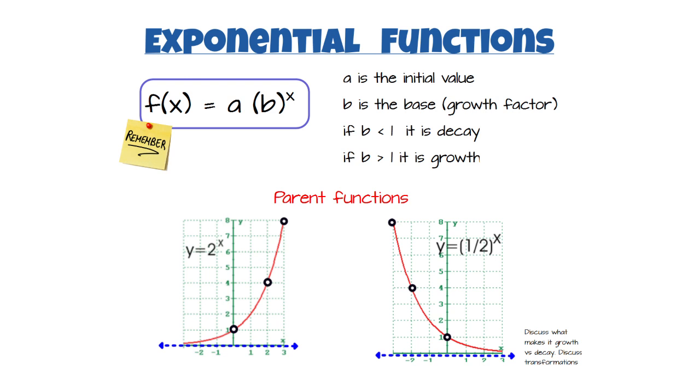Now, specifically with exponentials, this is the model for an exponential equation. And this is going to be a model that you're going to need to know. So your f of x, that's like your y value, is equal to a times b to the x. A is always going to be the initial value, and so you can put that value there. B is the base, or the growth factor. So if b is smaller than 1, then it's going to be exponential decay. But if b is greater than 1, it's exponential growth.